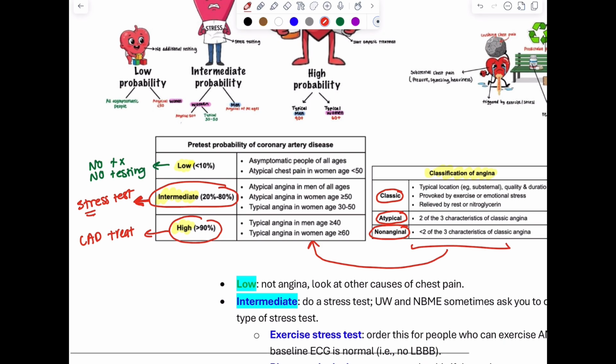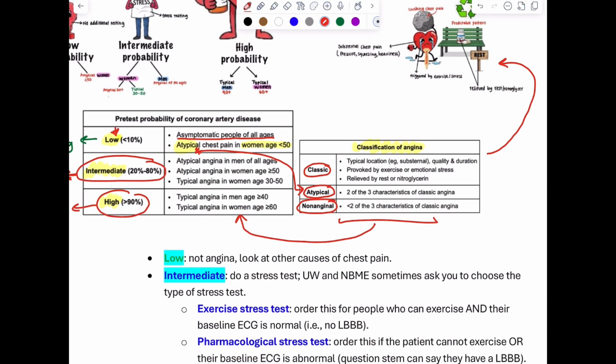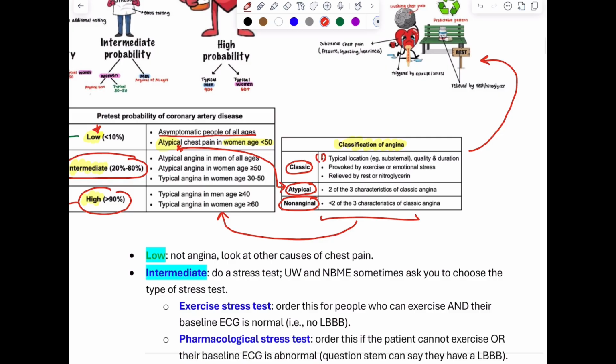Okay, so who has a low probability of coronary disease? It's going to be asymptomatic people of all ages. Okay, so you and I, we have low probability. We don't need treatment, we don't need testing. And then also people who have atypical chest pain, and they are women who are under 50. And this is why we talked about what it means to have atypical chest pain, because atypical chest pain is going to be this right here. You're going to have angina-like chest pain that doesn't meet all the requirements. You're only going to get one of these, or two of these, I'm sorry.